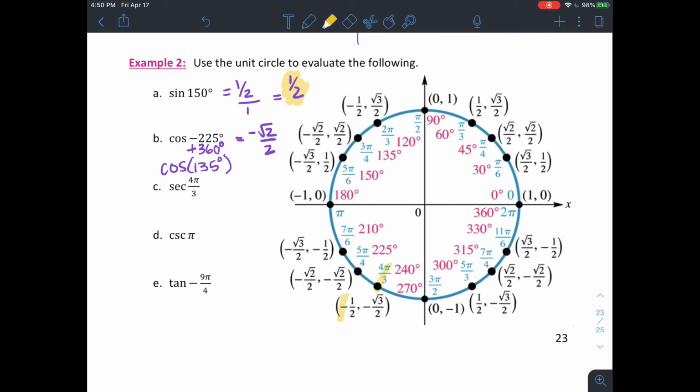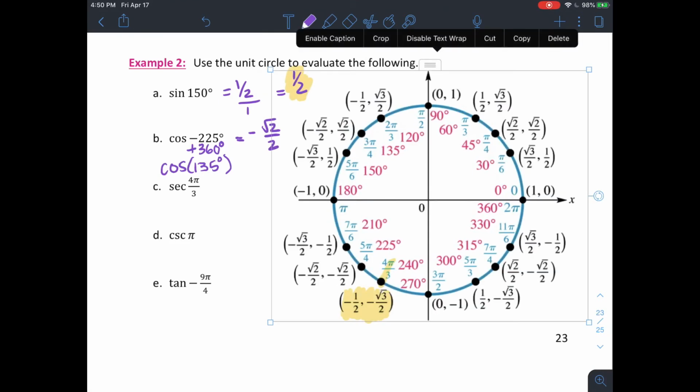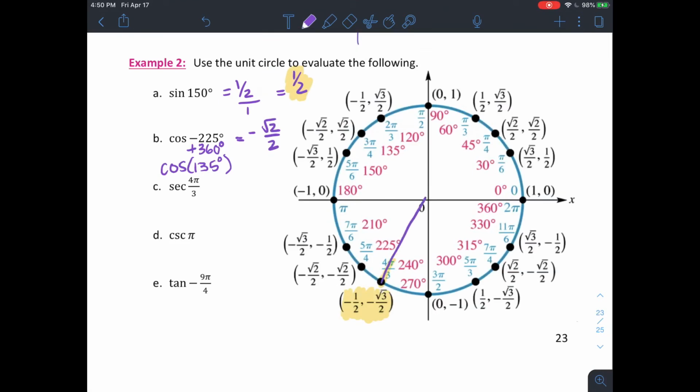It's my adjacent side over my hypotenuse, negative square root 2 over 2, divided by 1, negative square root 2 over 2. If you go for secant of 4 pi over 3, easiest way is to go, okay, secant is the reciprocal of cosine, so that'd be r over x. Or you could draw in your triangle and go, okay, well, if I go r over x, my adjacent side over my hypotenuse, I'm going to have 1 over negative 1/2, which is just negative 2.